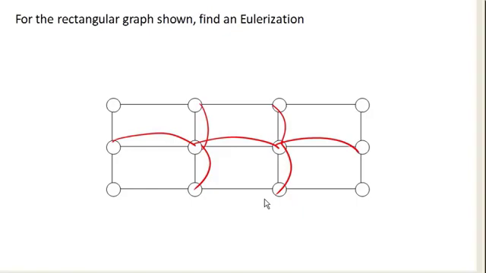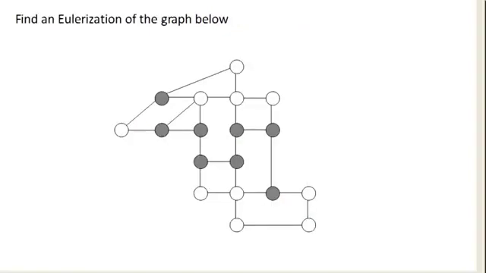All the odd degree vertices are highlighted here. Let's see if we can find an Eulerization of this graph. So you may have noticed that the pattern is that we're going to connect vertices with odd degree. And so this vertex here, I can either duplicate here and here, or duplicate here and here. And I don't think it really matters, so I'll duplicate here and here.